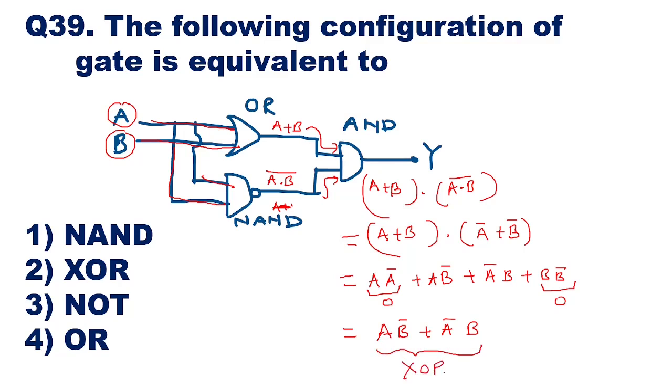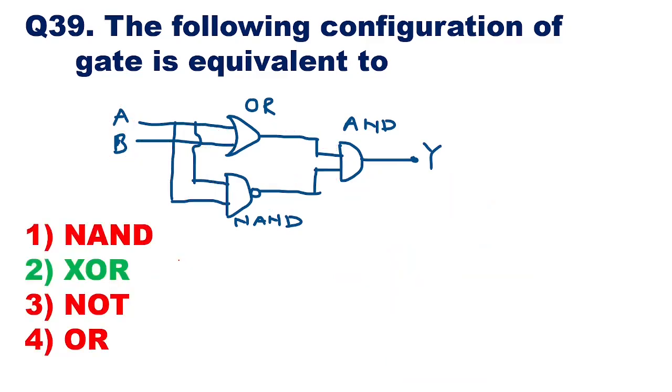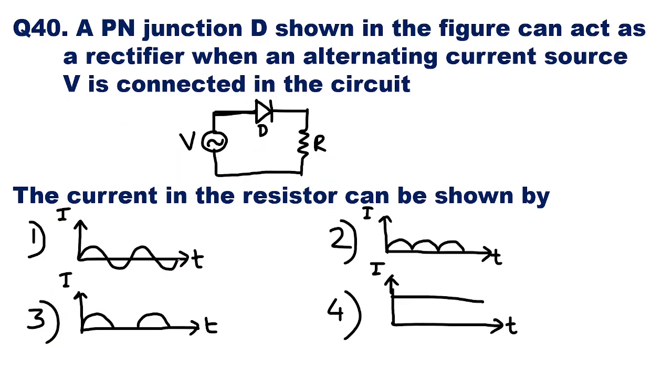So this is the expression for the XOR gate, and out of these 4 options, NAND, XOR, NOT and OR, XOR is the right answer. The above configuration is equivalent to an XOR gate. So here you can see option 2 is the right answer, that is XOR gate. Then we'll do the next question.